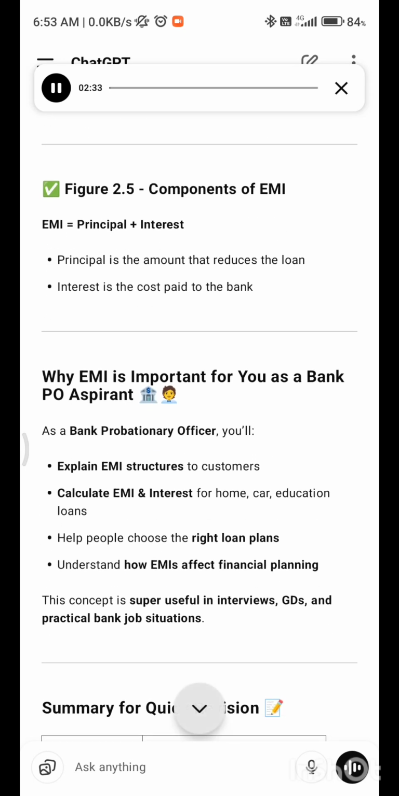Figure 2.5, components of EMI. EMI equals principal plus interest. Principal is the amount that reduces the loan. Interest is the cost paid to the bank.